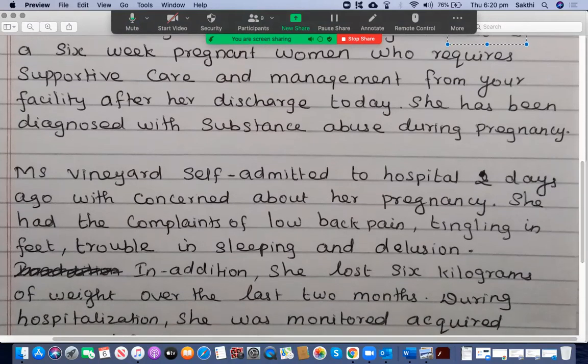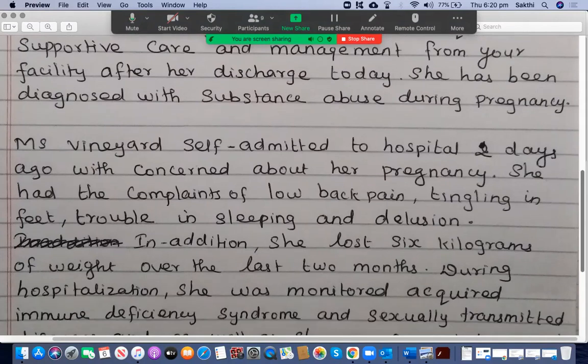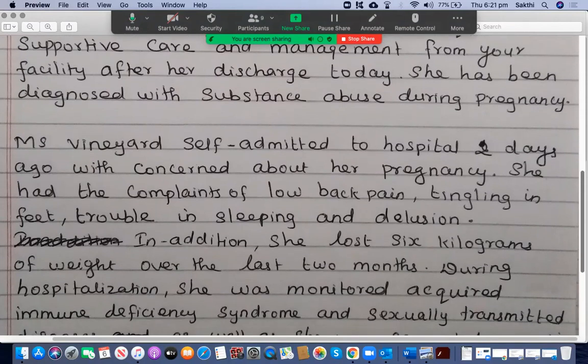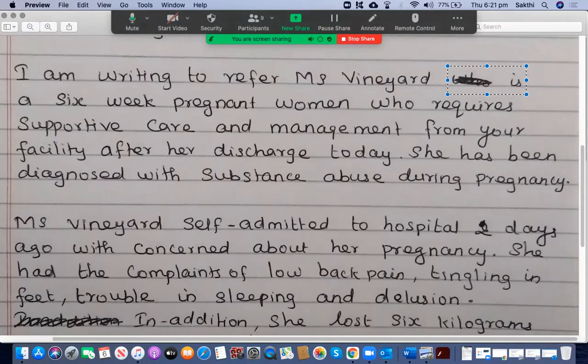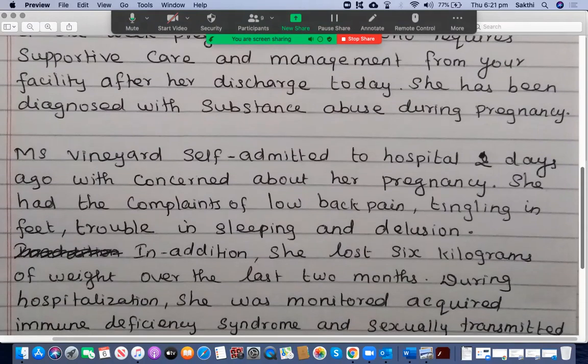All right, so this one is okay. She has been diagnosed with substance abuse during pregnancy. That's good. I'm happy with that. So apart from these couple of mistakes, everything else is all right in the introduction paragraph.